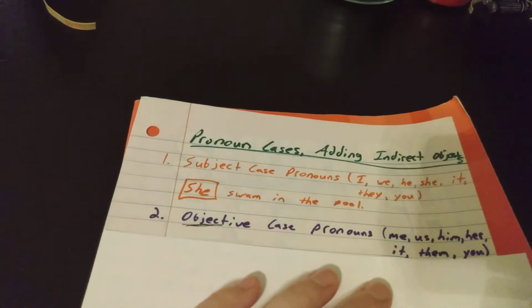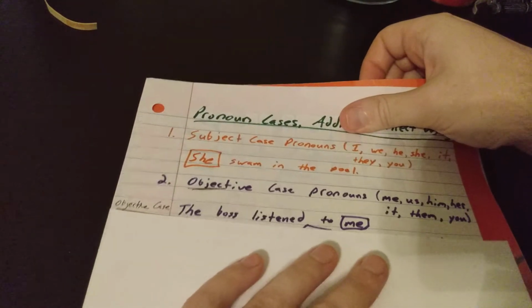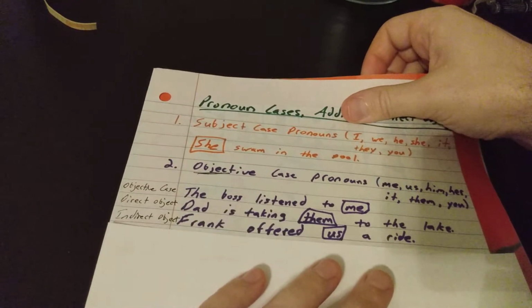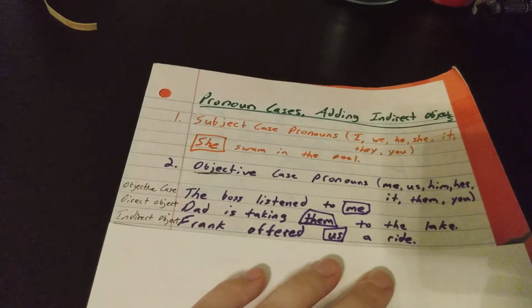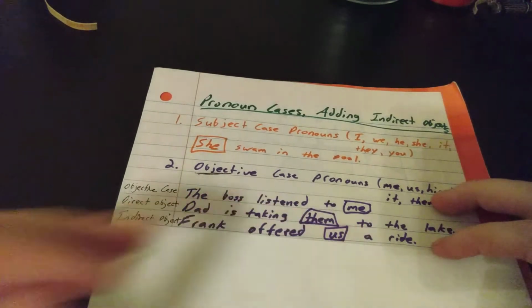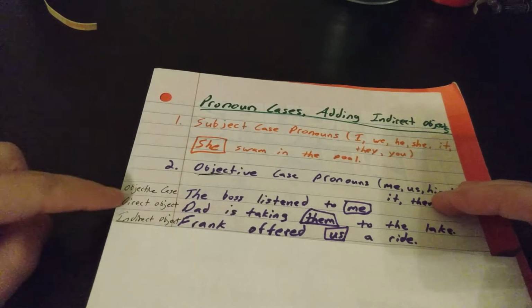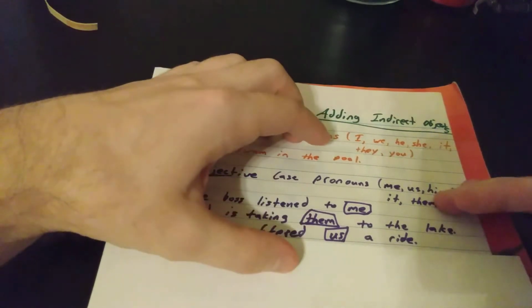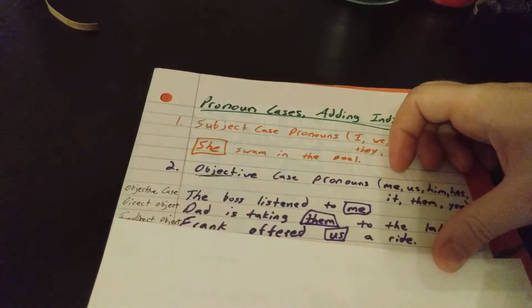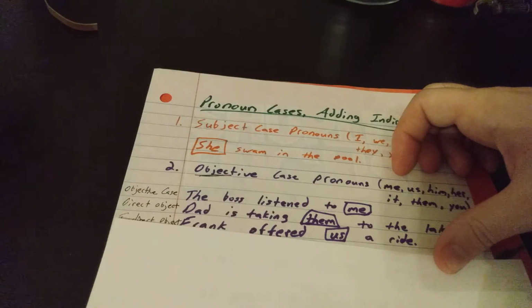And this one is going to be a little bit different. So there are kind of 3 different examples here. And it can be objective by it being a direct object or an indirect object. Okay, and we've gone over direct objects and we've gone over indirect objects. If you need help reminding, just go back to the videos to the days before. So let's look at this first one. The boss listened to me.